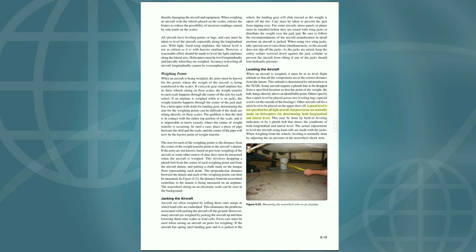Lateral level is not specified for all light aircraft, but provisions are normally made on helicopters for determining both longitudinal and lateral level. This may be done by built-in leveling indicators, or by a plumb bob that shows the conditions of both longitudinal and lateral level. The actual adjustments to level the aircraft using load cells are made with the jacks. When weighing from the wheels, leveling is normally done by adjusting the air pressure in the nose-wheel shock strut. Figure 6-23. Measuring the nose-wheel arm on an airplane.